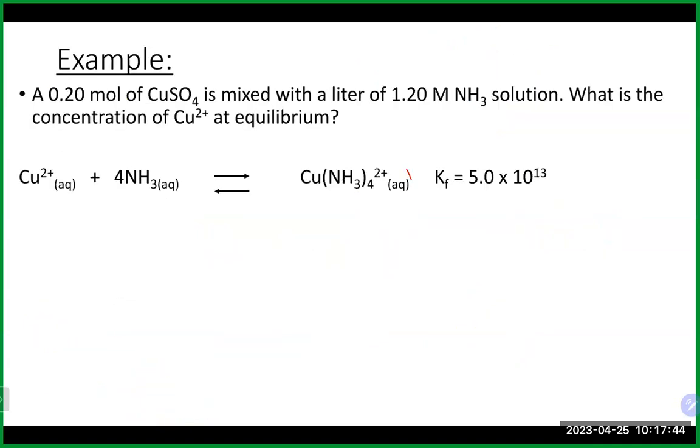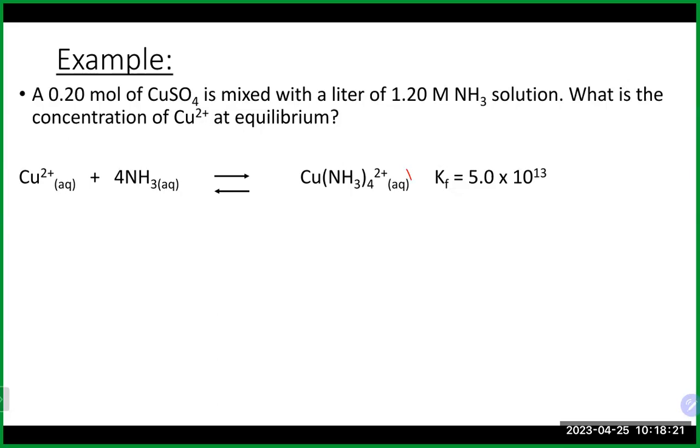But so let's talk a little bit about KF type of values and problems and how we work these problems, which is a little bit different than how we work some of the other problems. And it is sort of the basis based on the value that we see for KF values. Typically speaking, KF values are really large values. So if you remember, our KSP values are usually really small values, but our KF values are actually really large values. And because they're really large values, that means that pretty much they're all going to the right-hand side. They're all going towards the product side.